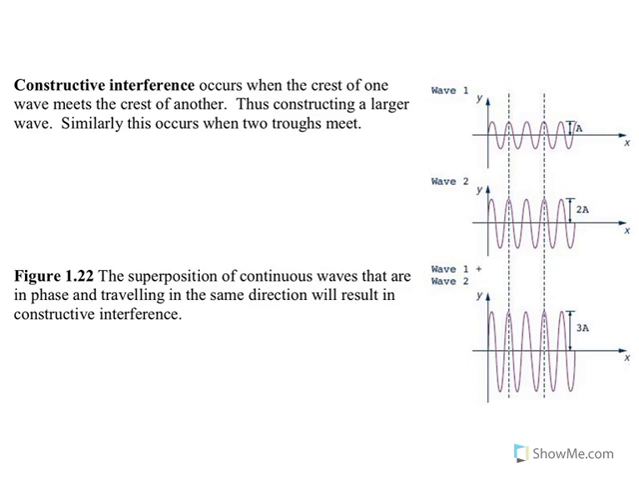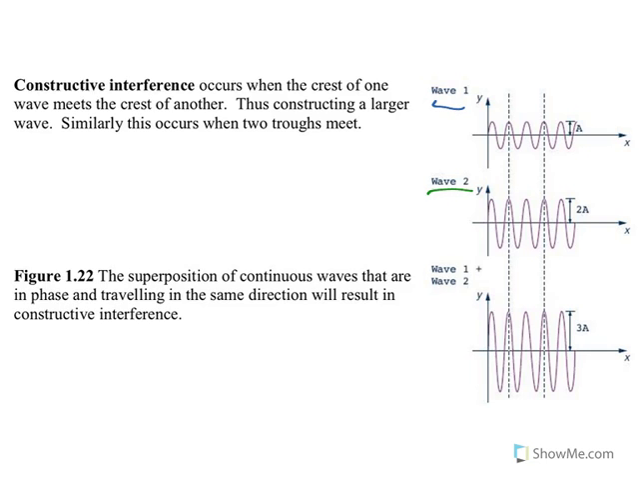Alright, and this bit is in your notes. So it's constructive interference. As it says there, it occurs when the crest of one meets the crest of another. Alright, and so here's our two waves, wave 1 and wave 2.